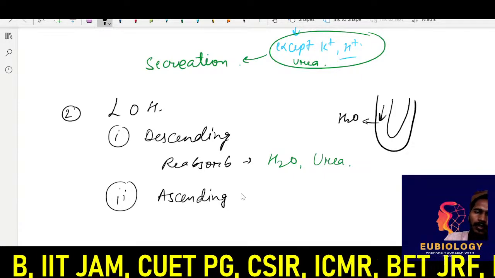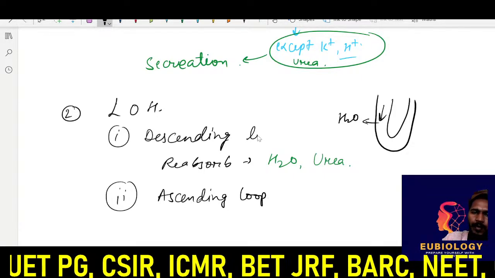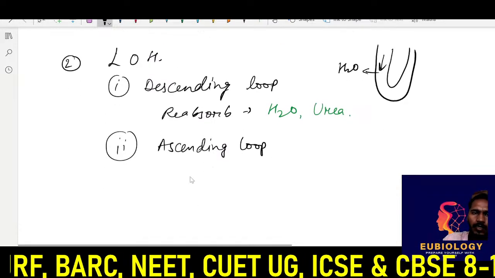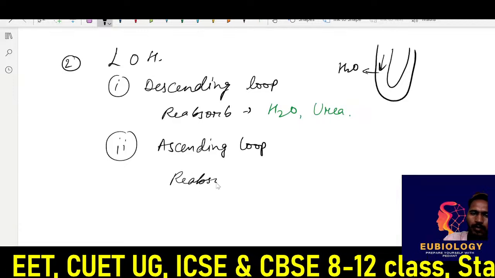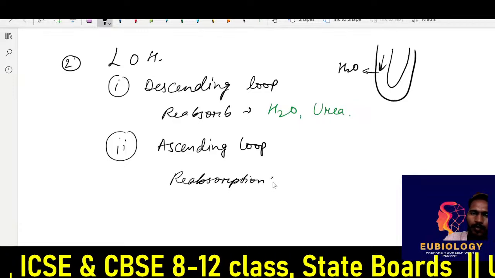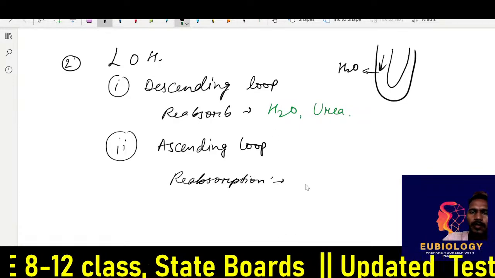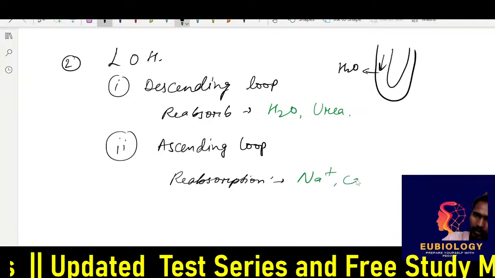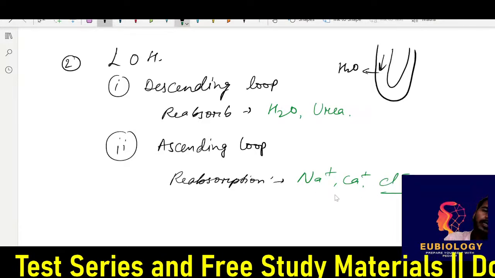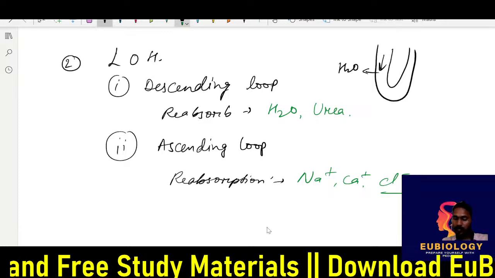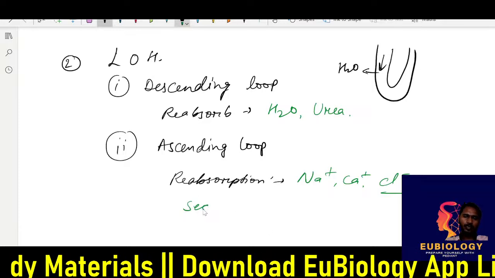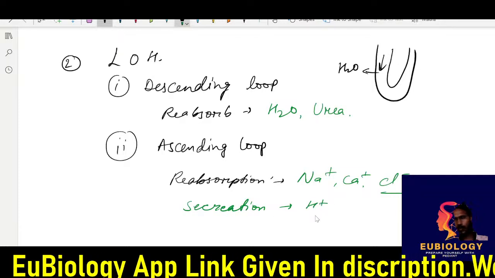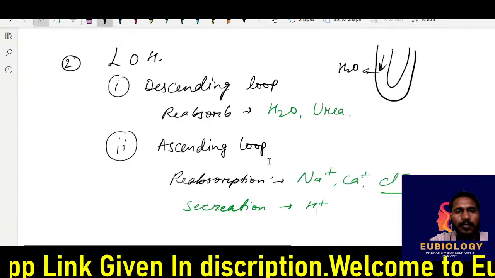Ascending loop. In the ascending loop, you have to write that reabsorption will occur of sodium, chloride, potassium, and other ions like calcium. All of these reabsorptions can occur, and secretion will also occur. Okay. So I hope you understood this.